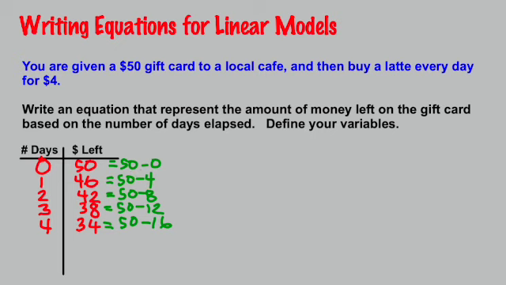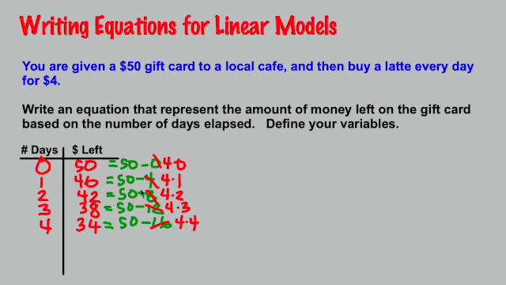Now we can also rewrite this slightly differently. This 0 could be written as 4 times 0. This could be written as 4 times 1, which makes sense because after one day we spent $4. We could write 8 as 4 times 2, and that also makes sense because after 2 days we spent $4 each day. 12 can be written as 4 times 3, and then finally 16 can be written as 4 times 4. So altogether, you'll notice every single expression here is always $50, and we're subtracting 4 times some number. And that number is always associated with the number of days.